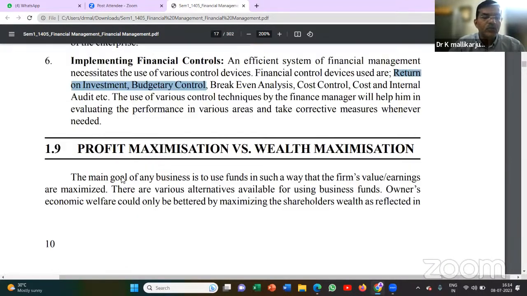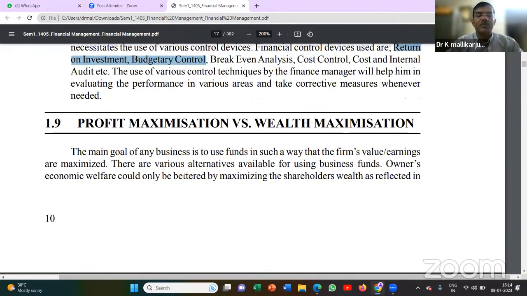After that, we'll move to wealth maximization versus profit maximization. Everyone knows, even a layman understands, that every firm's objective is profit maximization. But from today onwards, say that the objective of every firm is maximization of the wealth of equity shareholders, maximization of the value of the firm. Any doubts? What is the objective of every firm? Maximizing the value of the firm.